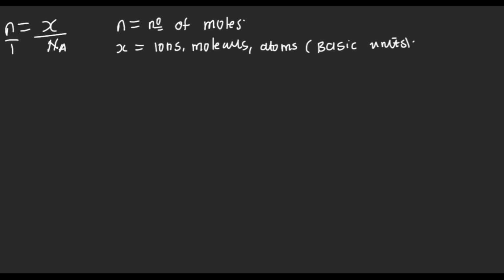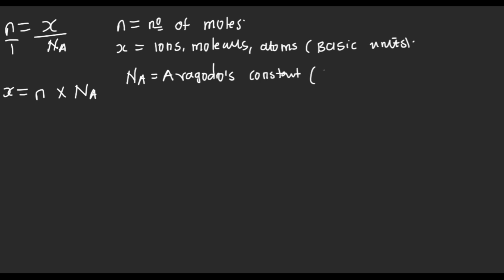Now what if we want to make x the subject of formula? We know it's over 1, so this will give us x equals n times Na. Ions, molecules, atoms can be calculated by multiplying number of moles by the Avogadro's constant. The Na is the Avogadro's constant, and this number is 6.02 times 10 raised to the power 23.